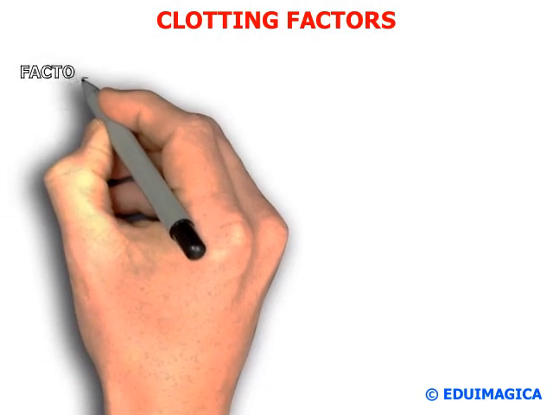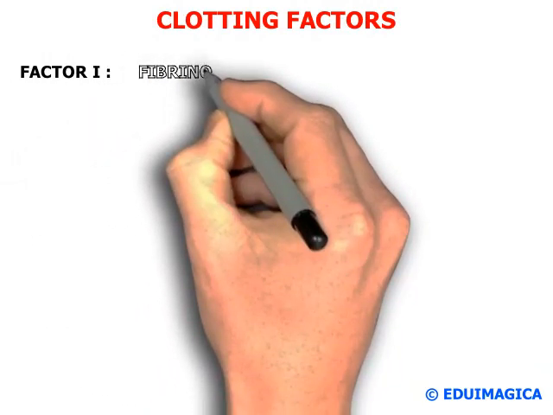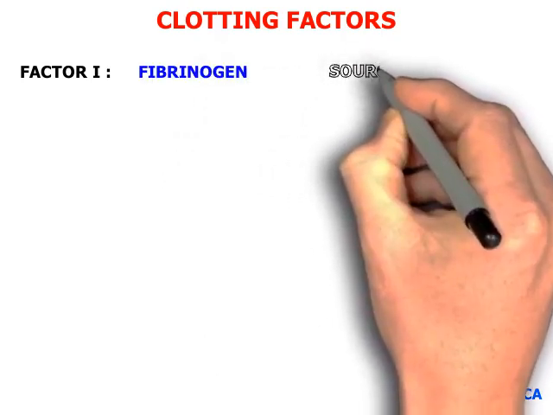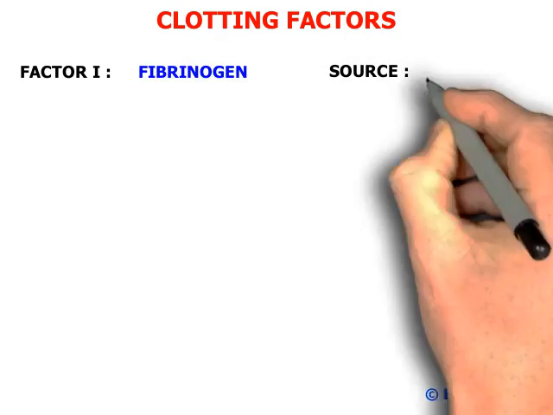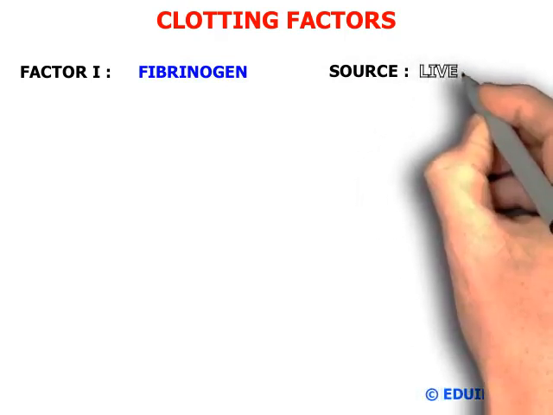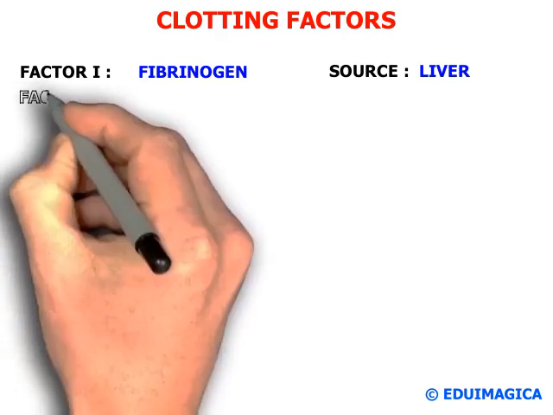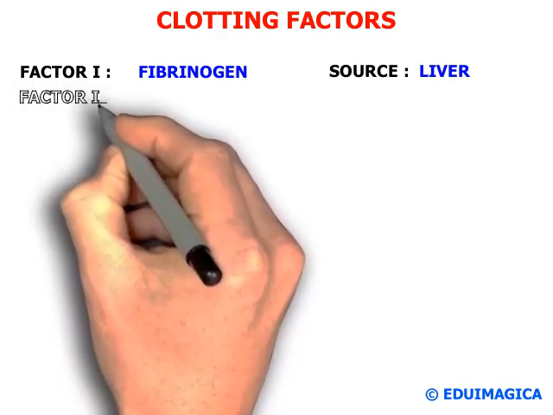So now let's start learning about clotting factors. The factor number 1 is known as Fibrinogen. The source for the factor number 1 is liver. So all those diseases which affect the functioning of liver decrease the concentration of fibrinogen in the plasma, which will subsequently affect the coagulation pathway.